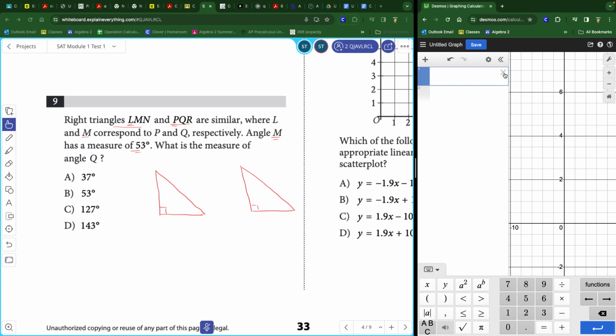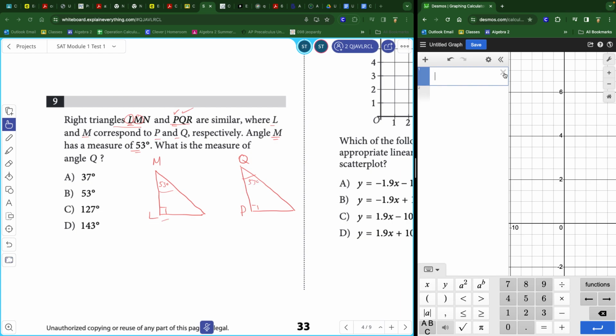L and M correspond to P and Q. So L and M go with P and with Q. That means N goes with R. And M has a measure of 53 degrees. So we'll just mark this one 53. Let's call him M. He'll correspond to Q. Well, if M and Q correspond, then they're going to be the ones that match up. So L goes with P. And we measure M with Q. So it's just the other 53-degree one.